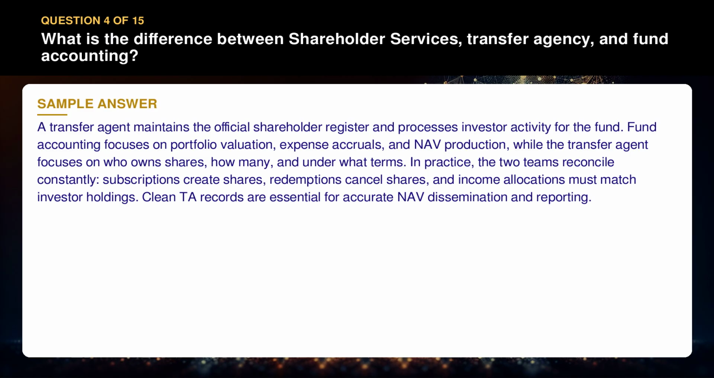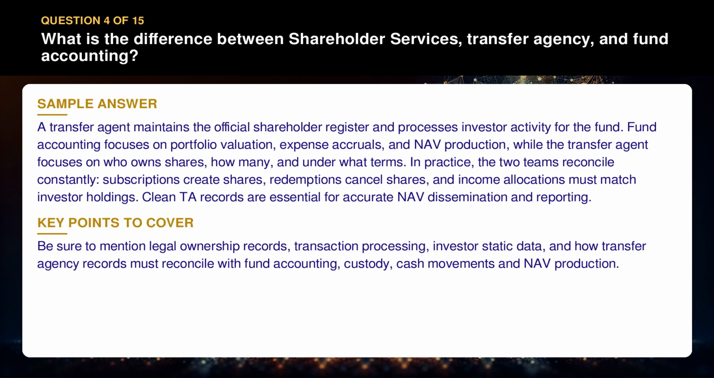In practice, the two teams reconcile constantly. Subscriptions create shares, redemptions cancel shares, and income allocations must match investor holdings. Clean TA records are essential for accurate NAV dissemination and reporting. Be sure to mention legal ownership records, transaction processing, investor static data, and how transfer agency records must reconcile with fund accounting, custody, cash movements, and NAV production.